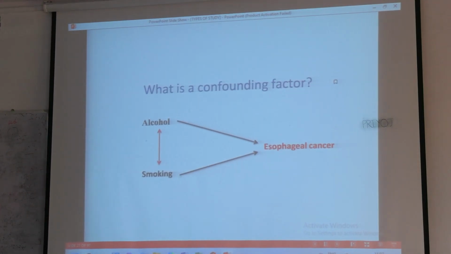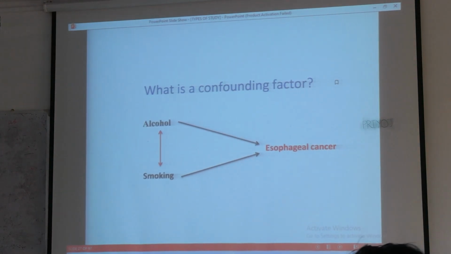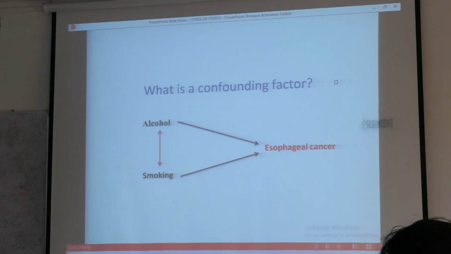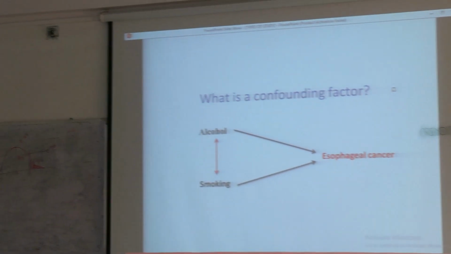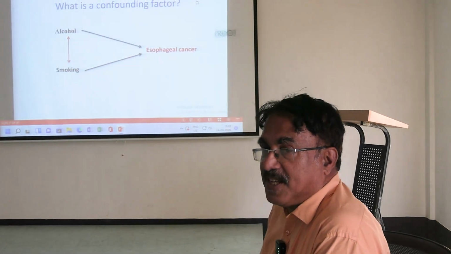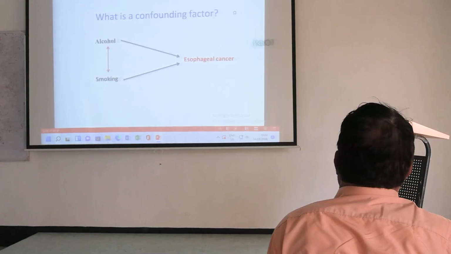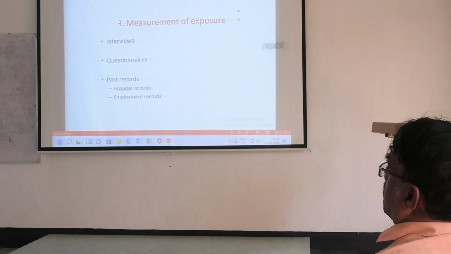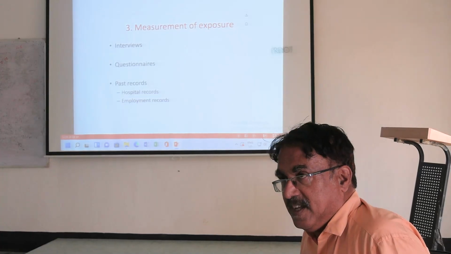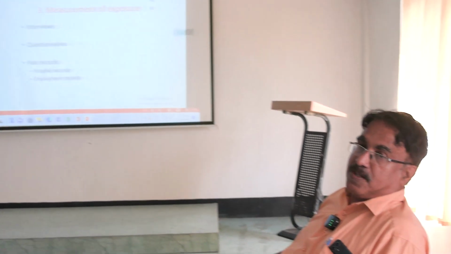Then you have also what is called confounding factor. Confounding factor is something which adds to the puzzle. So, for example, esophageal cancer, both smoking and alcohol are causes. So you can't just say one. That is a confounding factor. What is a confounding factor? And this is an example. Then measurements of exposure. How do you get the measurement of exposure? Interview, you ask the patient directly. Questionnaires. Then hospital records, employment records. Okay.